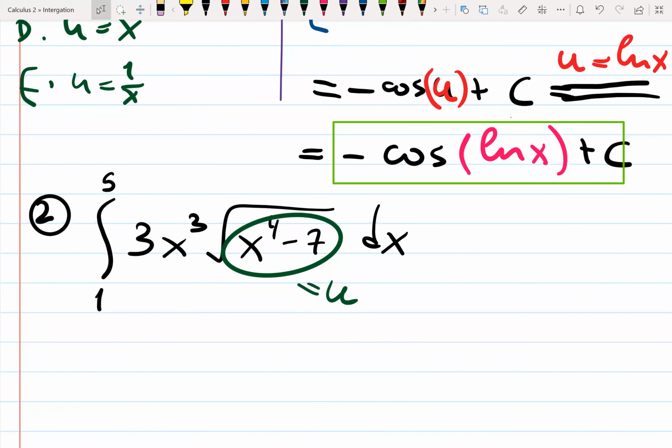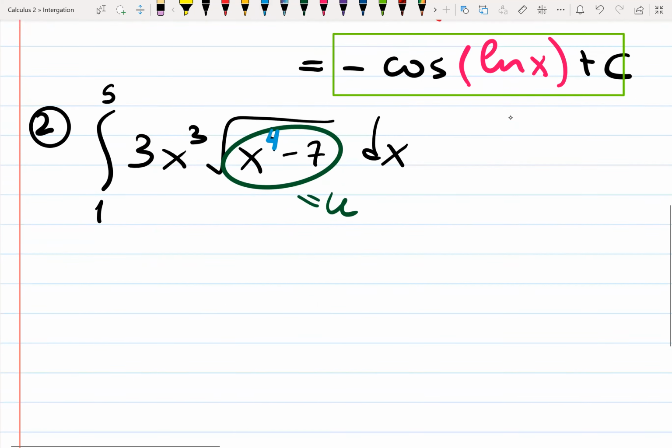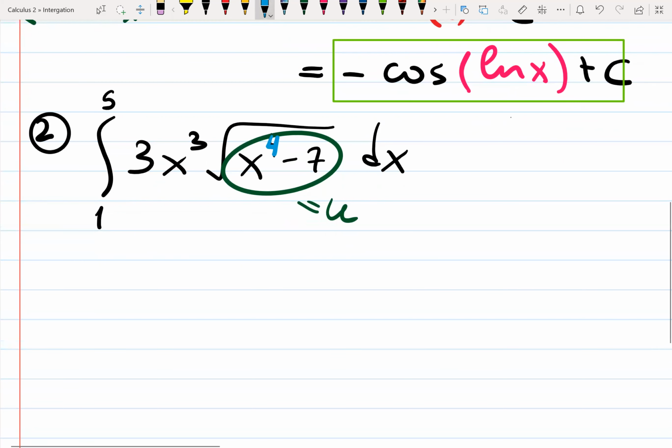Again here, if I choose u to be x to the 4 minus 7, then du of that is x cubed times some constant. So again, it looks like, but not necessarily the same. But the derivative of x to the 4 minus 7 is x cubed times something. So that's why I know it's going to work. One part of the integral looks like the derivative of another part of the integral.